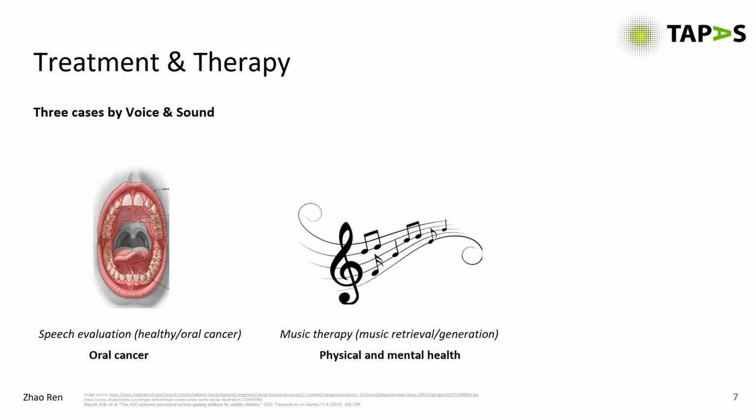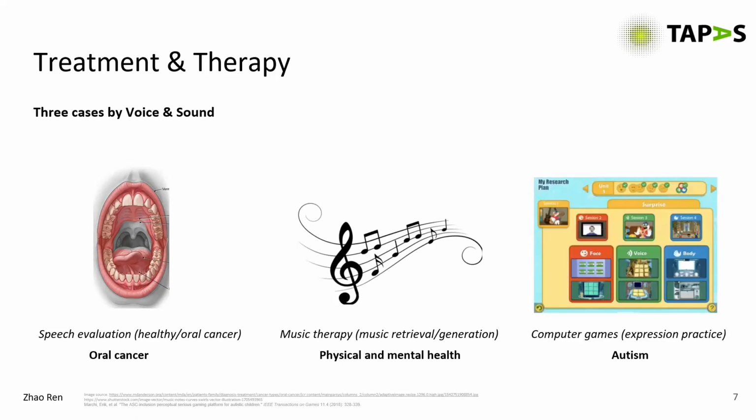And music can also be used for therapy, especially for psychological disorders such as depression. We can use music retrieval or music generation to give music to the patients. For autism, several computer games were developed to teach children to learn how to express their emotions.